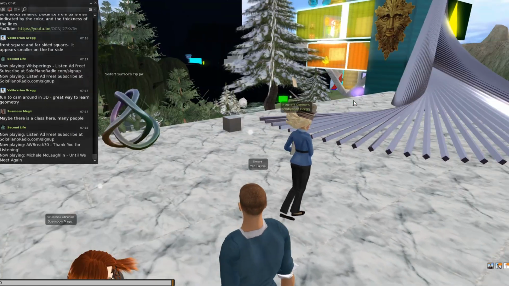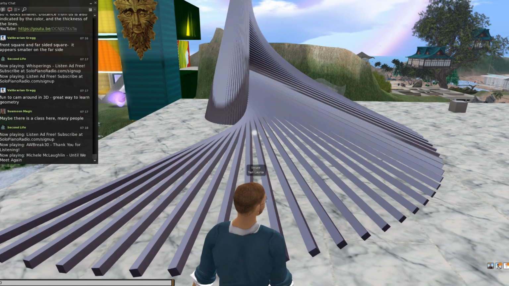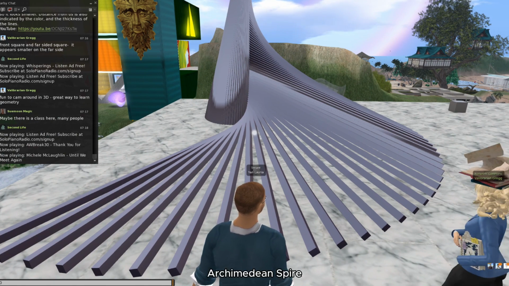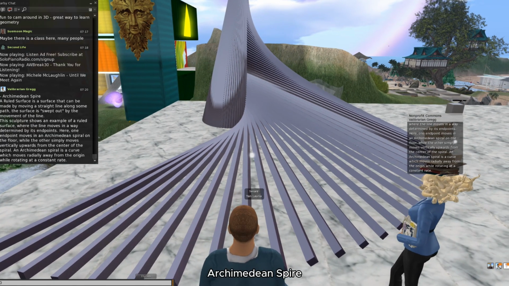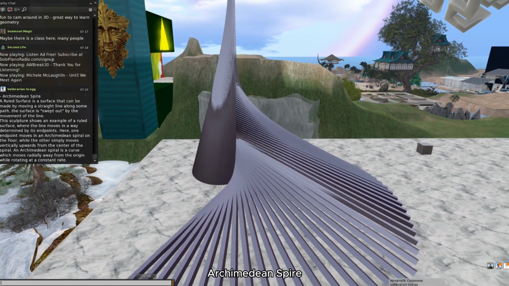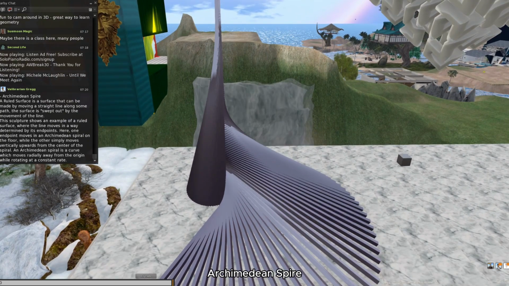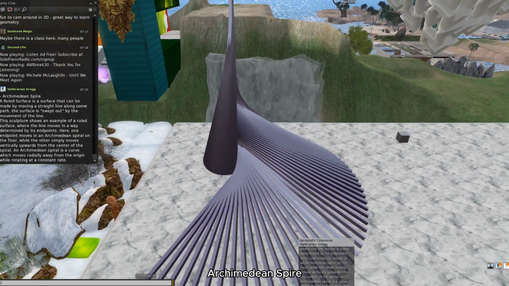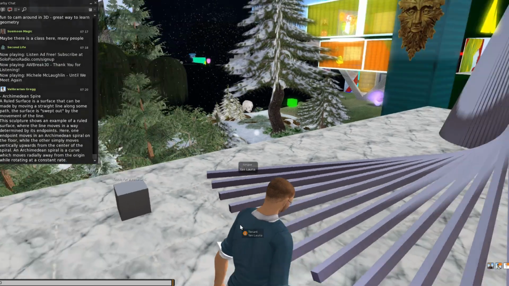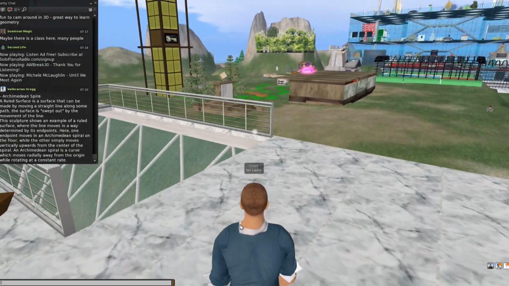And this is an Archimedean spiral. A ruled surface can be made by moving a straight line along some path. The surface is swept out by the movement of the line. And go downstairs.